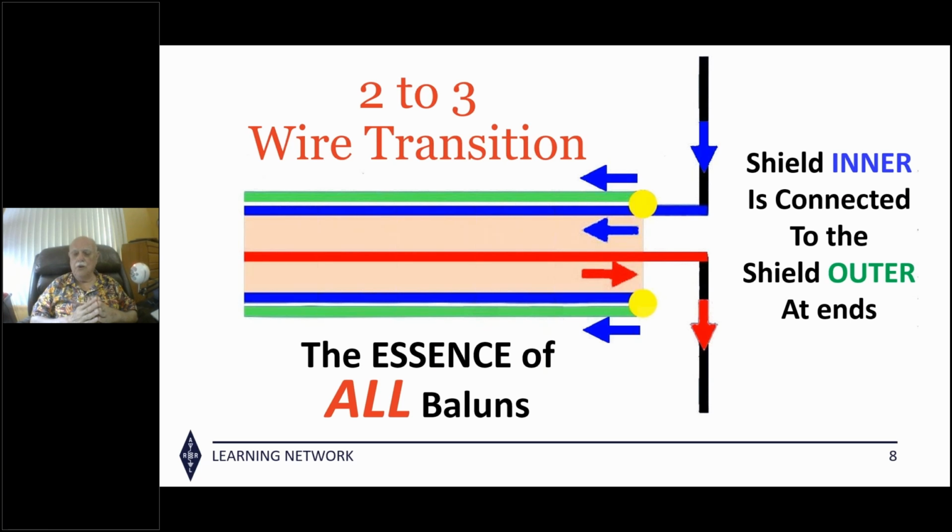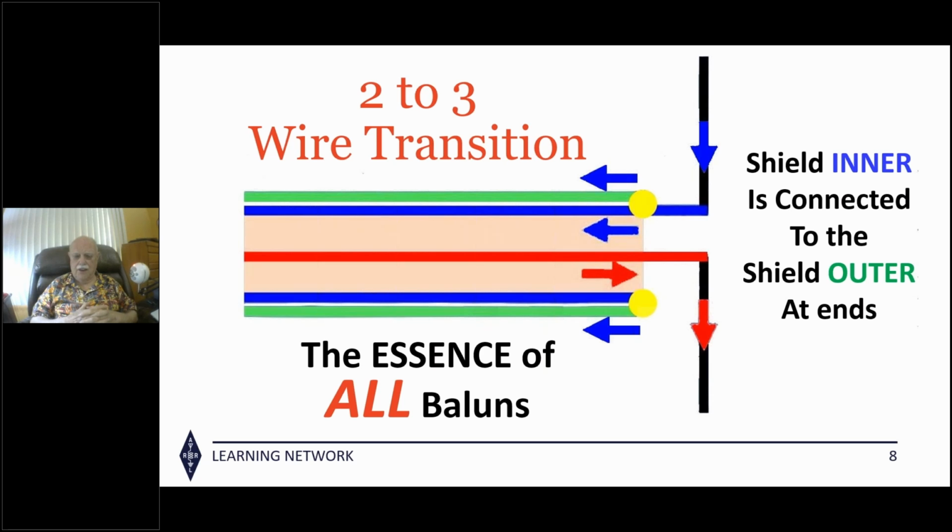But notice the two yellow dots. What are they? They're the end of the coax. But because the end of the coax is a connection now, the inside of the coax is electrically connected to the outside of the coax at that yellow dot. This is what we call the two-wire to three-wire transition. This is the essence of all Baluns. They can be 4-to-1s or 9-to-1s, but that's another function of the Balun. This is the main function of the Balun, to get rid of that yellow dot.